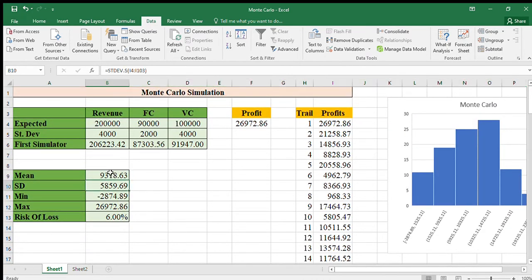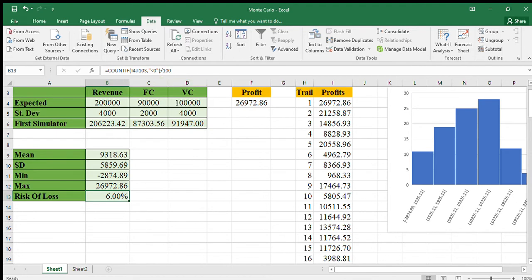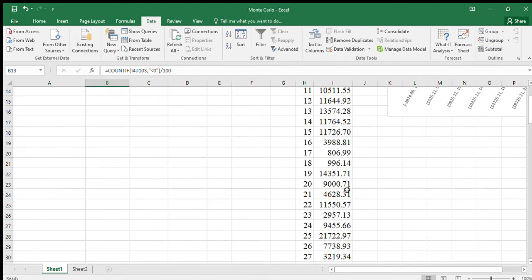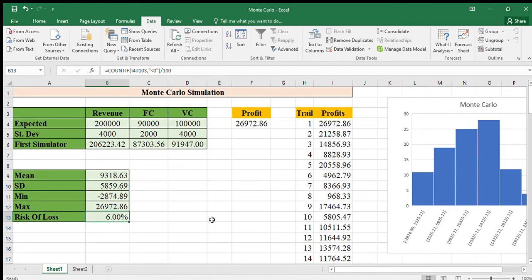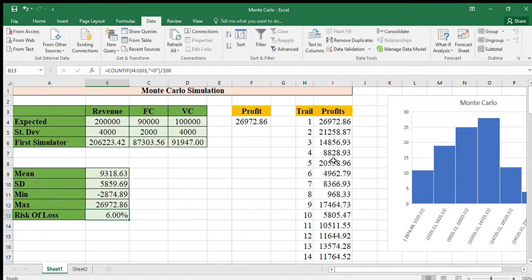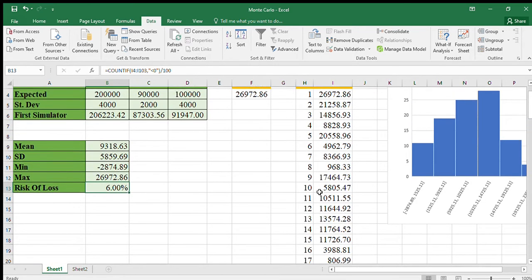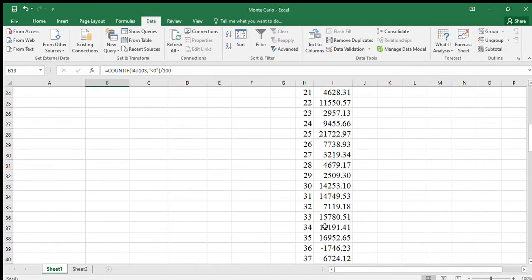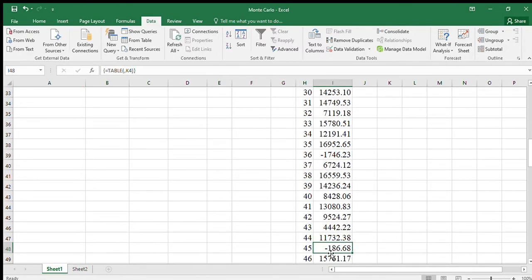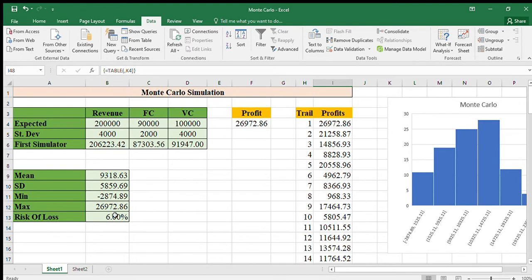Similarly, apply the formulas for standard deviation, for minimum, for maximum, and for risk of loss. That is how we'll calculate this. We'll take all the values which are less than 0. That is what it means, loss, right? Loss means it was less than 0, then only we'll have a loss. So we'll take that and convert it into a percentage. There are a total of 6 places where we got negative values, so that is 6%.